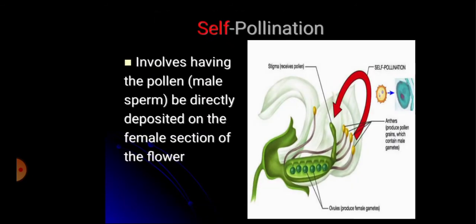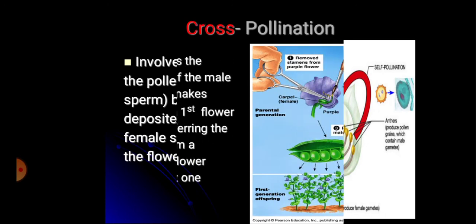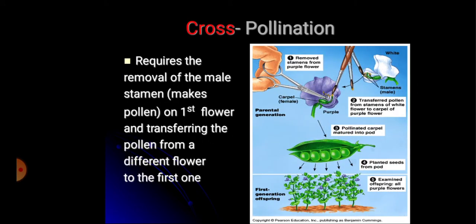And self-pollination involves having the pollen, or the male sperm, be directly deposited on the female section of the flower. That is self-pollination. And cross-pollination requires the removal of the male stamen that makes pollen on the first flower and transferring the pollen from a different flower to the first one. Okay?